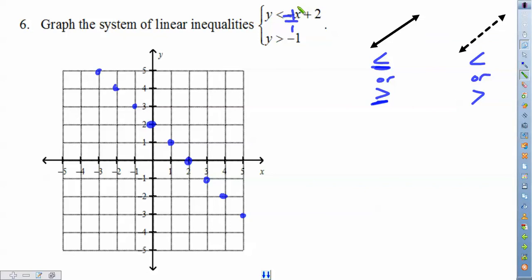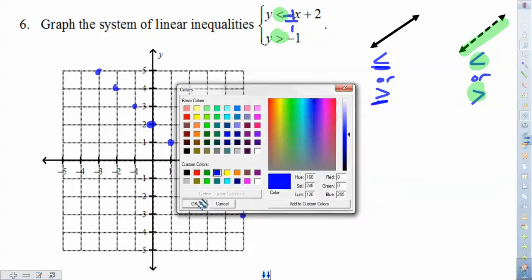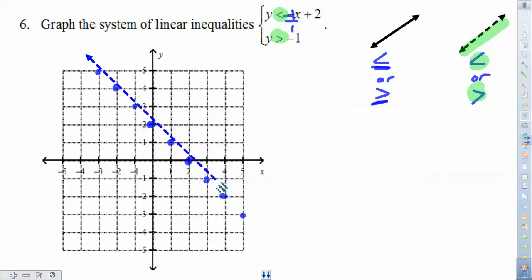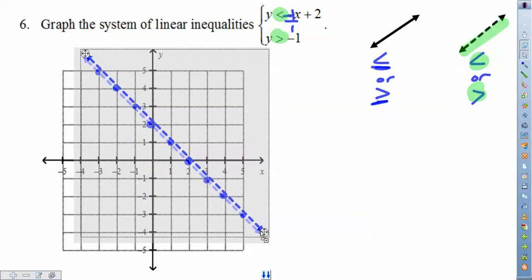So what do you notice about these two? Neither one of them is equal to, so we're going to make dashed lines all the way here. Let's make this one here a dashed line. We're going to adjust that line a little bit. Perfect.